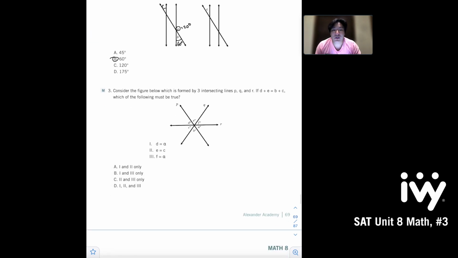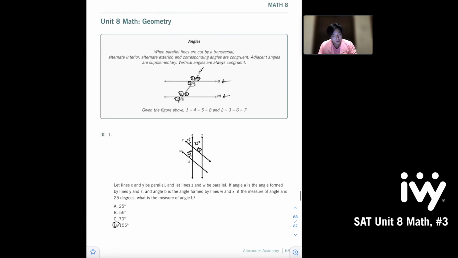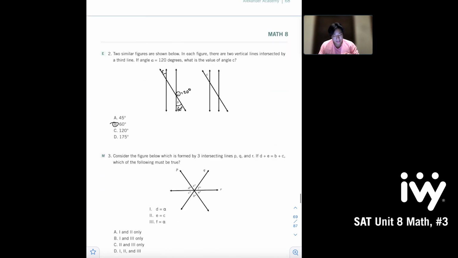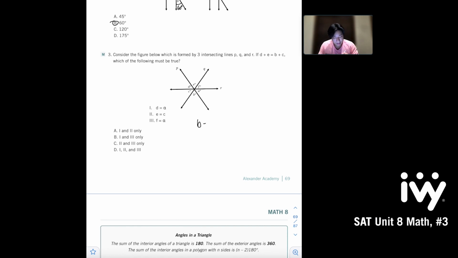Question 3. Consider the figure below, which is formed by three intersecting lines P, Q, and R. If D plus E is equal to B plus C, which of the following must be true? Let's take a look at what we have here. We see that B and E are angles across from each other, or vertical angles. So since they're vertical angles, B is going to be equal to E.